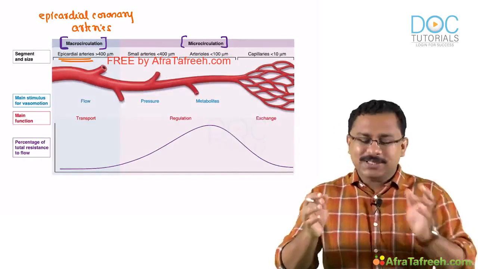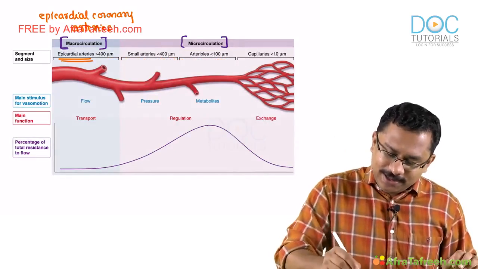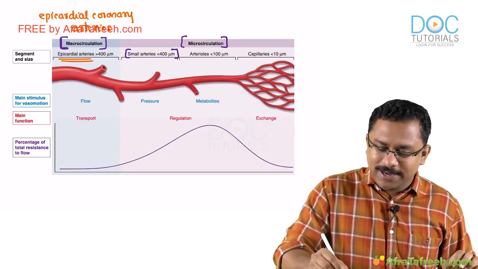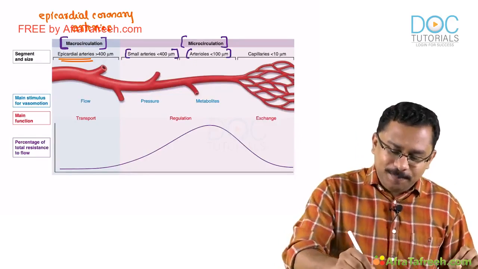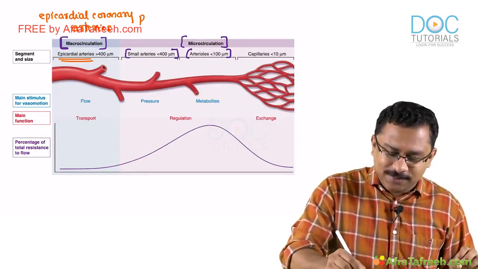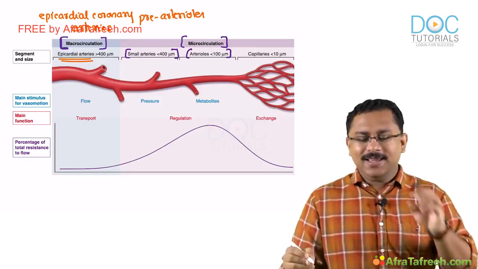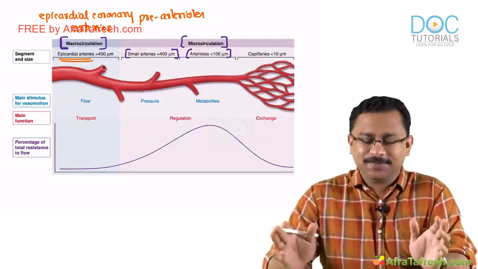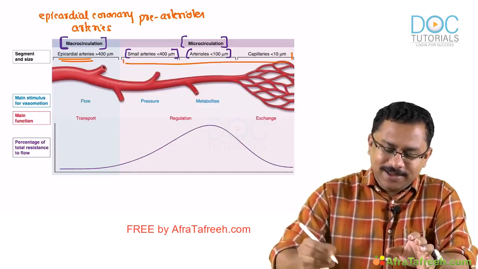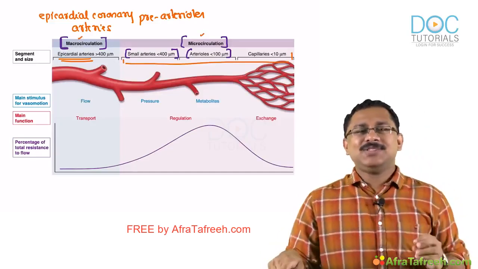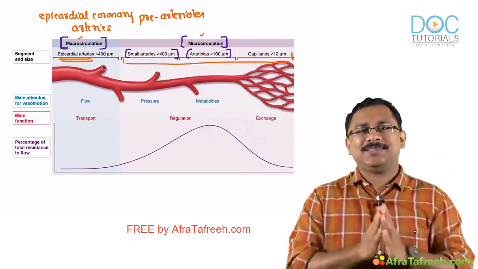Whereas the micro circulation has contributions from the small arteries, sometimes even called pre-arterioles, the arterioles, and the capillaries. These three, small arteries, arterioles and capillaries, form the microcirculation. So there is a coronary macrocirculation as well as a coronary microcirculation.